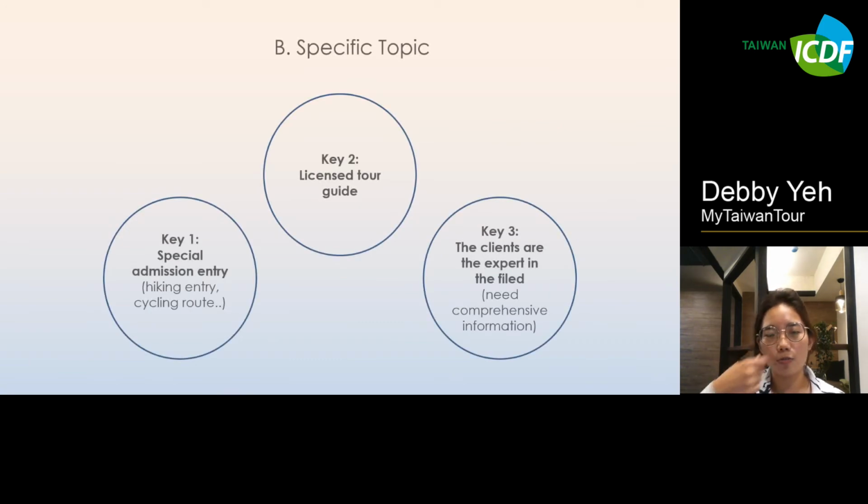And the second one, we talked about the specific topic tour. For the special admission entry, you need to go through the specific website to apply for the special application, maybe for hiking entry or for cycling route.